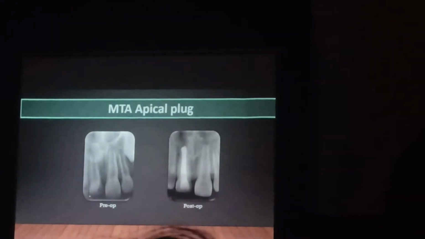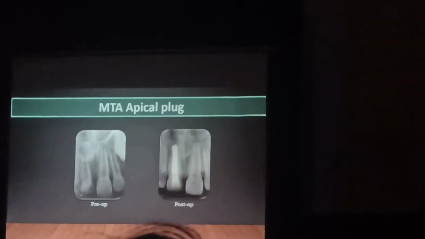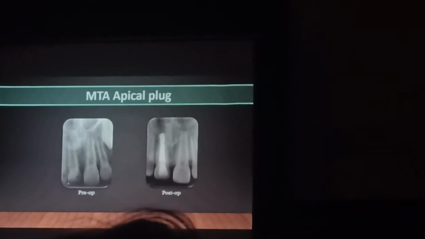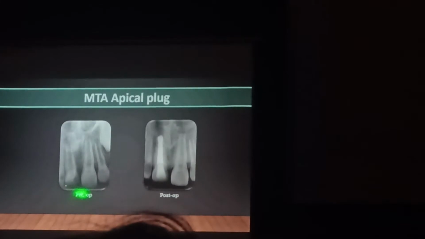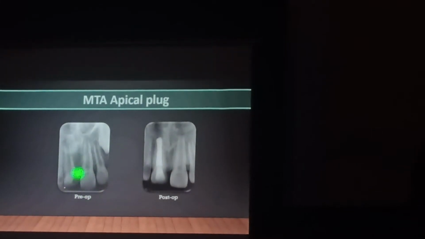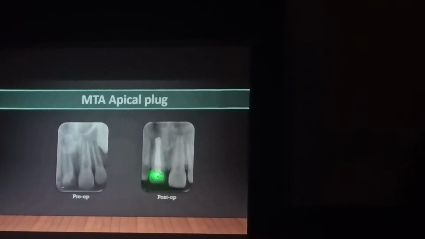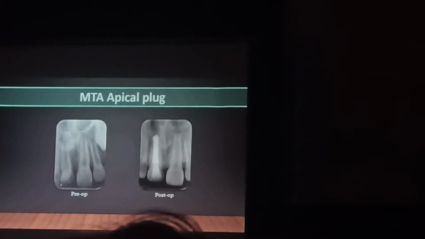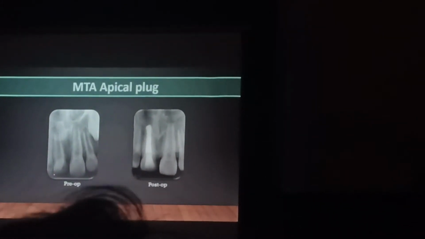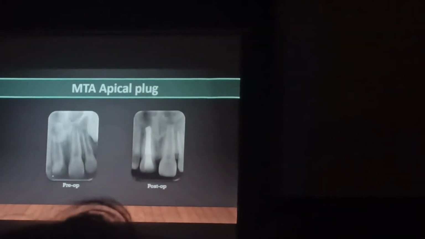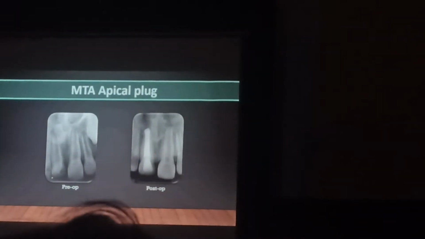So here is an example of an MTA apical plug case. Here is the pre-operative view with a pretty wide apex. After that, we place the MTA inside. If we are careful enough, the MTA can be placed very nicely at the point that we really want.